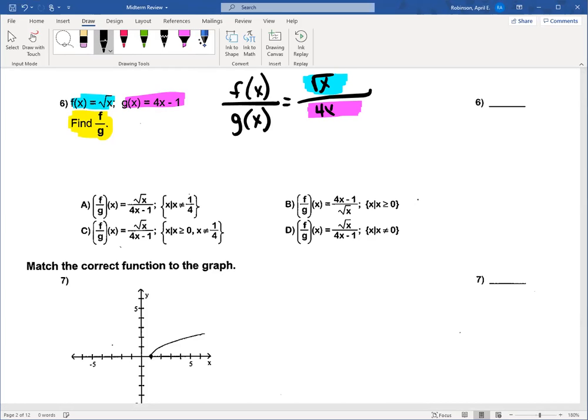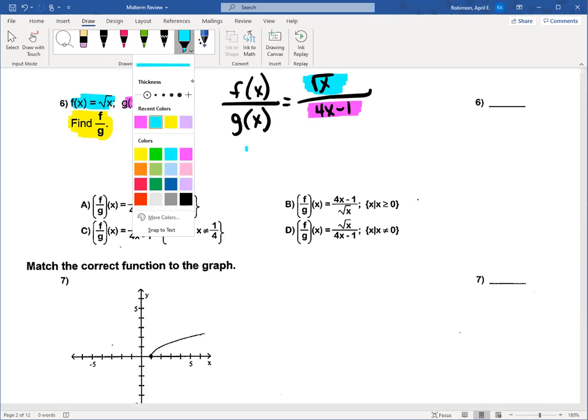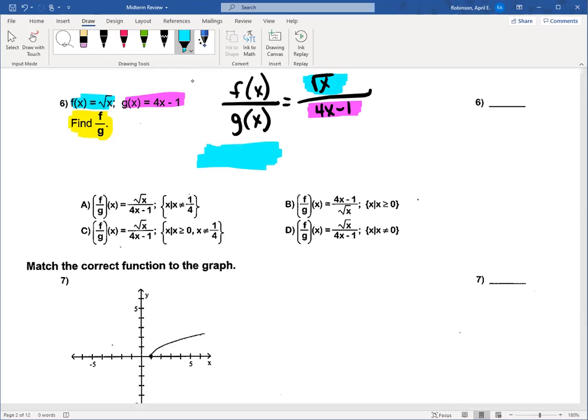Now, because I'm dealing with something in the denominator and something under the radical in the numerator, I have to think about both of them. For the blue, whatever x is, the square root of x has to be greater than or equal to 0, because I could have a 0 for x up there. The square root of 0 is still 0, and 0 divided by anything is 0.